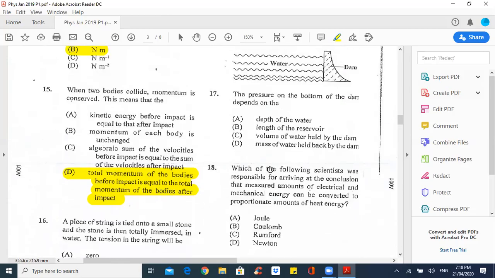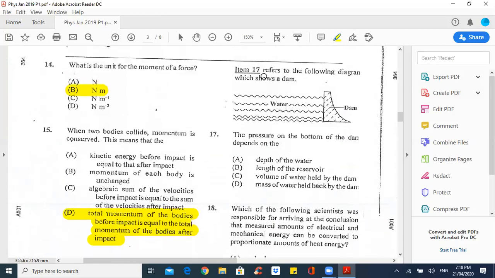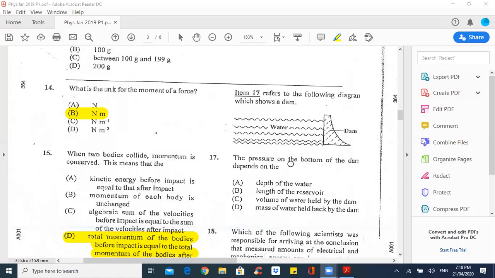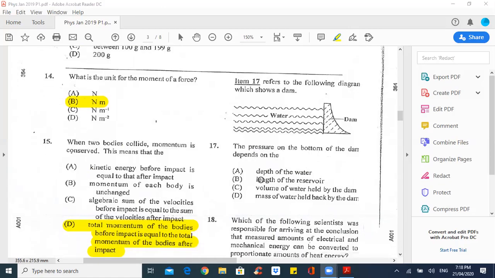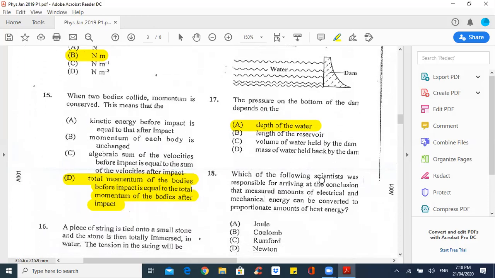Number 17, the pressure. Item 17 refers to the following diagram, which shows a dam. The pressure on the bottom of the dam depends on what? Obviously, it's going to be the depth of the water, which is the height of the water. The higher the water, the more pressure on the bottom of the dam.